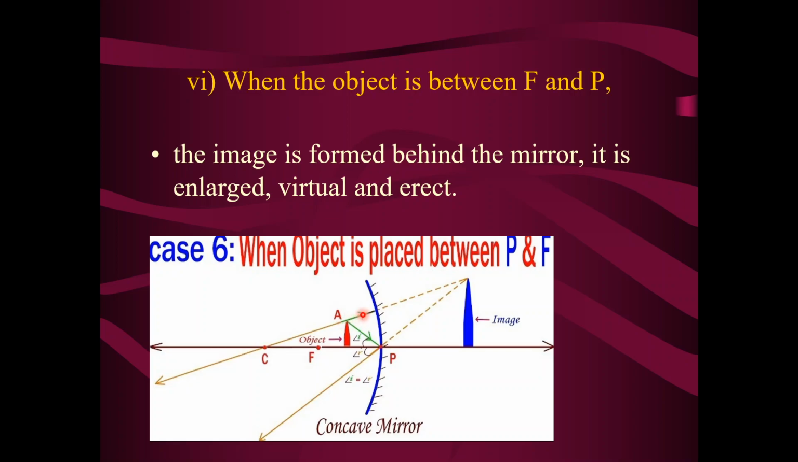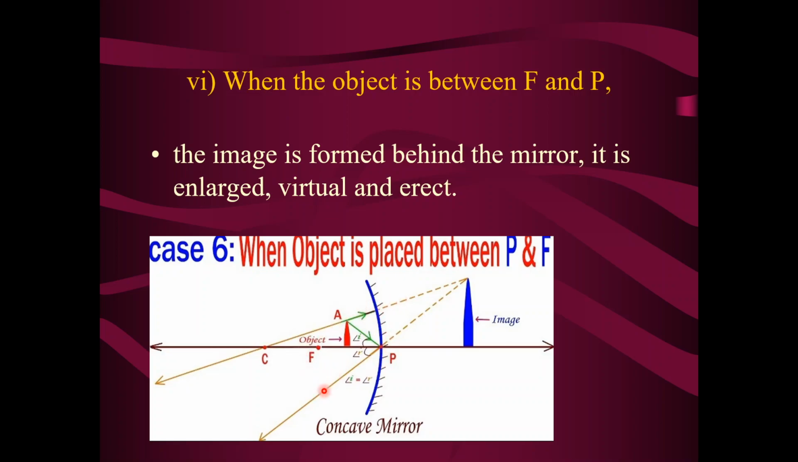Again you can draw two rays, one which is passing through the pole. After reflection it will reflect in such a way that angle I is equal to angle R. Another ray you can draw is passing through the center of curvature. It will retrace its path after reflection from the mirror. Extend करेंगे तो ऐसा लगेगा कि it is retracing its path.